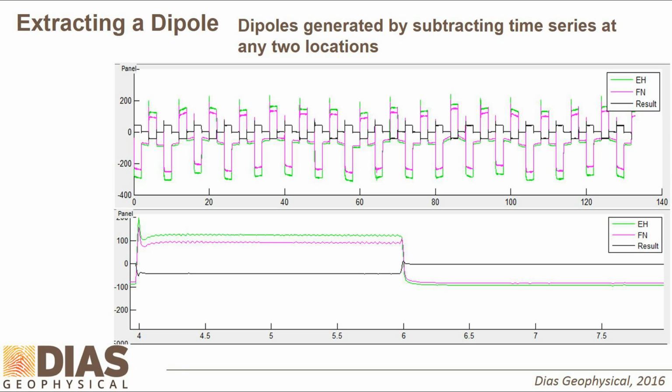Even at the high frequencies, there's the same data set, same two nodes, a single half wave. And you can see there's high frequency noise in both of the individual node responses, and the subtraction is a much cleaner data set.